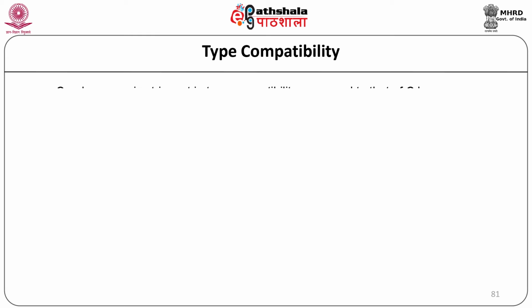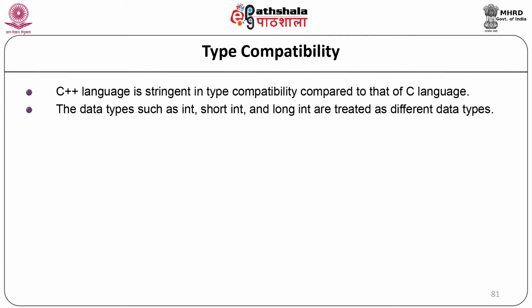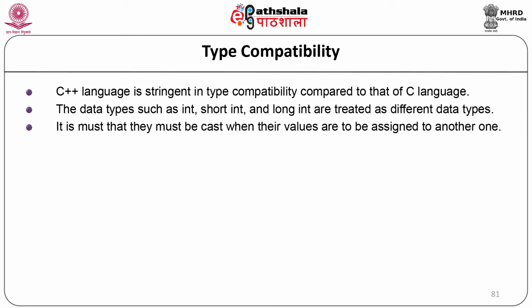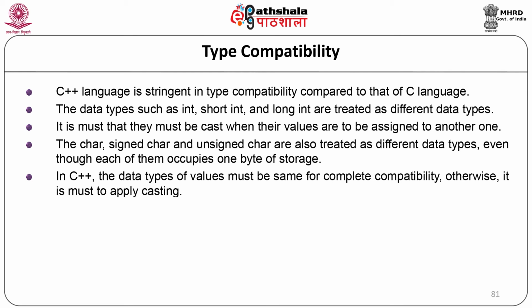Type compatibility. The C++ language is stringent in type compatibility compared to that of the C language. The data types such as integer, short integer and long integer are treated as different data types. It is a must that they be cast when their values are to be assigned to another one. The character, signed character and unsigned character are also treated as different data types, even though each of them occupies 1 byte of storage. In C++, data types of values must be the same for complete compatibility. Otherwise, it is a must to apply casting.